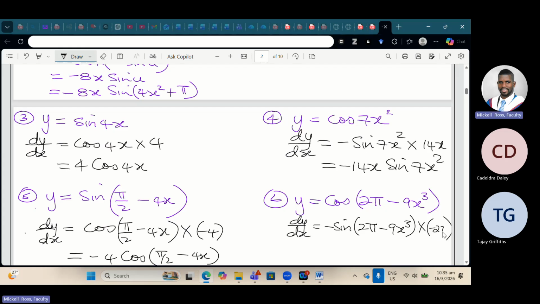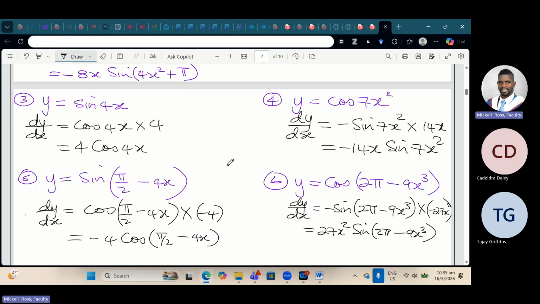Negative 27x squared, right? Because 3 times 9 is going to give you 27, subtract 1 from the power. All right, so you get negative 27, and a negative times a negative is going to give you a positive. So you'd end up with positive 27x squared sine of 2 pi minus 9x cubed. All right, so that's what you would end up with for your answer for that one.